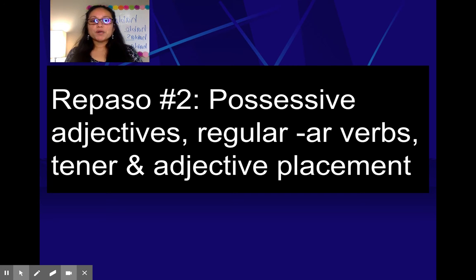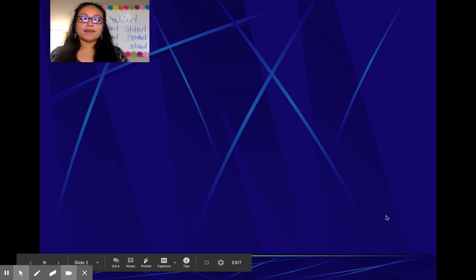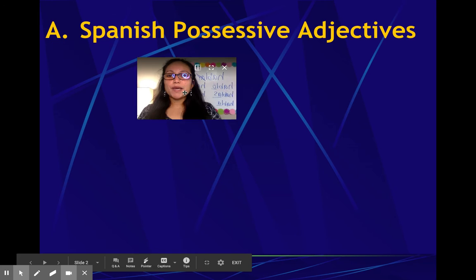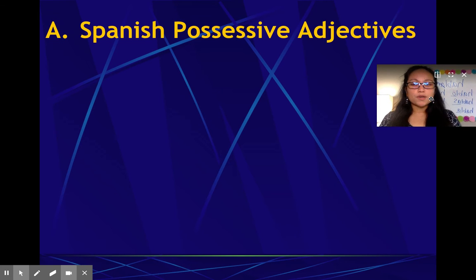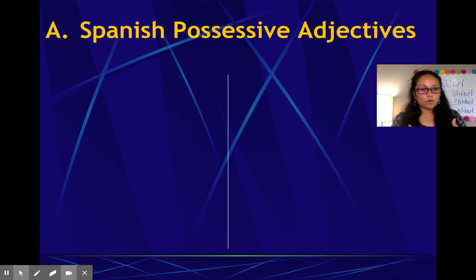So, why don't we start with possessive adjectives? This is letra A, letter A, okay? So, Spanish possessive adjectives, what are they? So these refer to things that you own or that are related to you. So it could refer to family members or things that are your possession. For example, my pencil, mi lápiz, right?